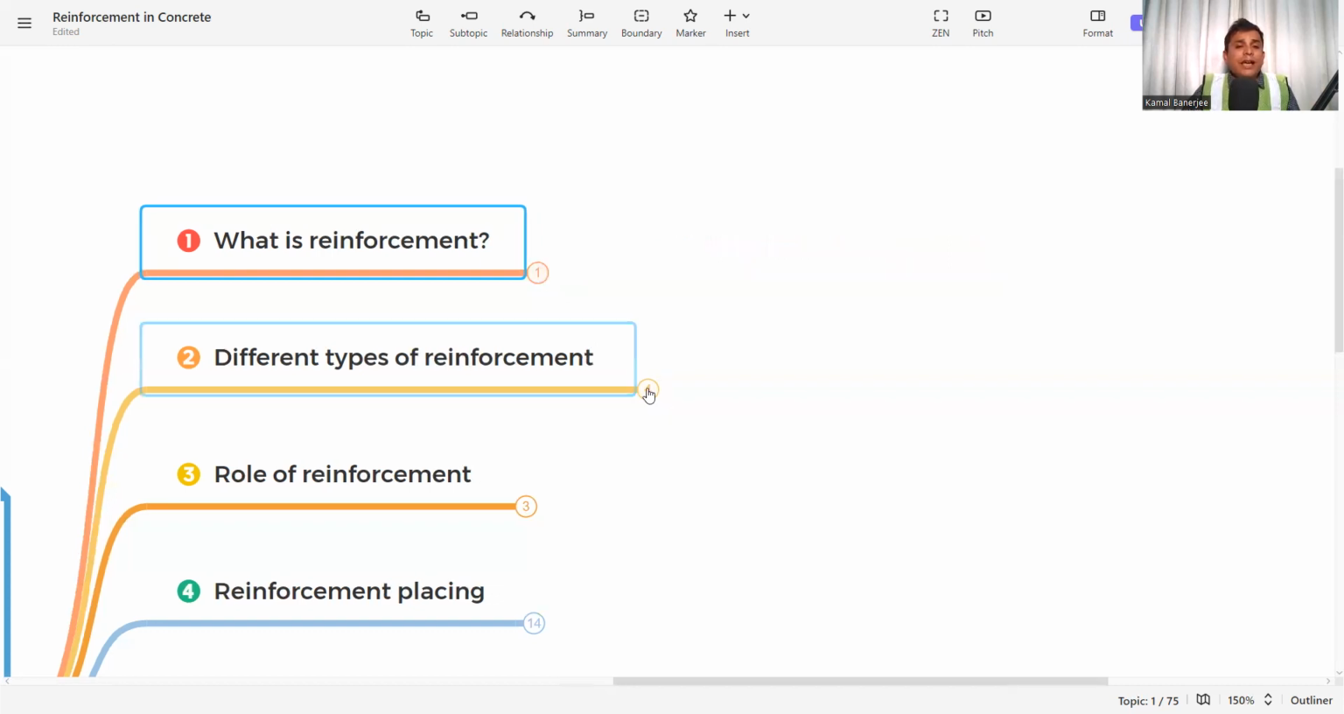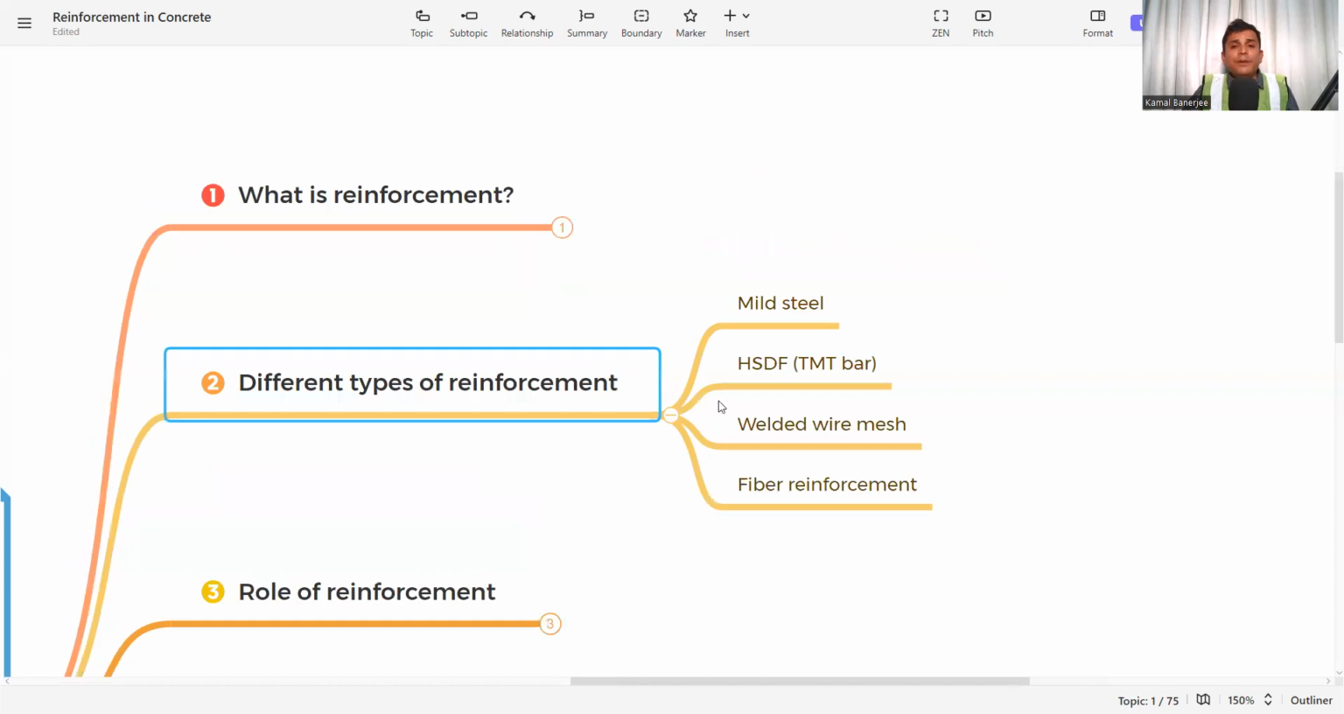Then different types of reinforcement. What are the different types of reinforcement? Mild steel, then TMT bar, welded wire mesh, fiber reinforcement, etc. But widely in construction, TMT bar is used, either CRS or non-CRS. This is corrosion resistant steel or the non-corrosion resistant steel. So these are the different types of steel used in the construction.